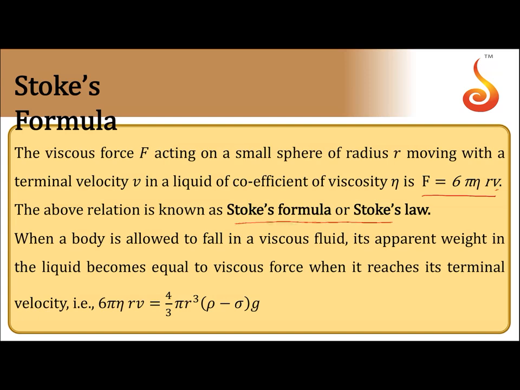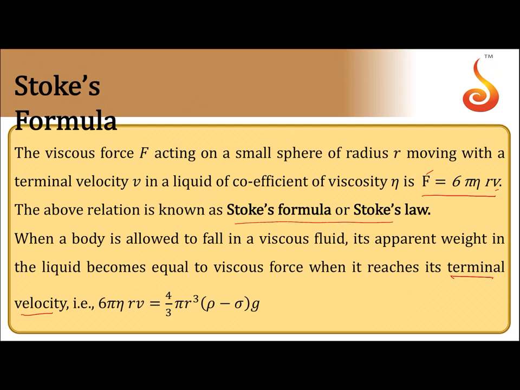Now when the body is allowed to fall in a viscous fluid, its apparent weight in the liquid becomes equal to the viscous force when it reaches the velocity called terminal velocity. As it falls, its velocity goes on increasing, so the viscous force goes on increasing, but the weight remains constant. So the upward force goes on increasing, the downward force remains the same. So at a point they come to equilibrium. In addition to that, there will be buoyancy in the upward direction. When balance is achieved, acceleration stops and it reaches constant velocity. That velocity we call terminal velocity.